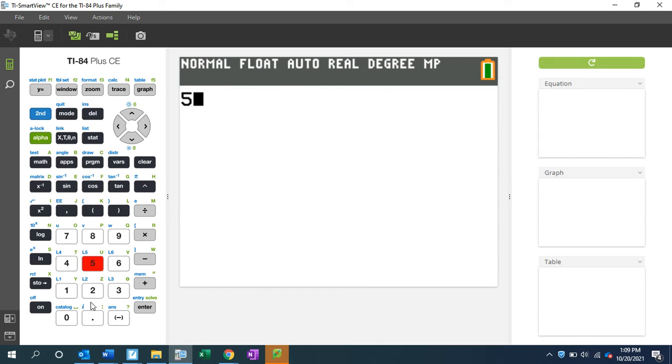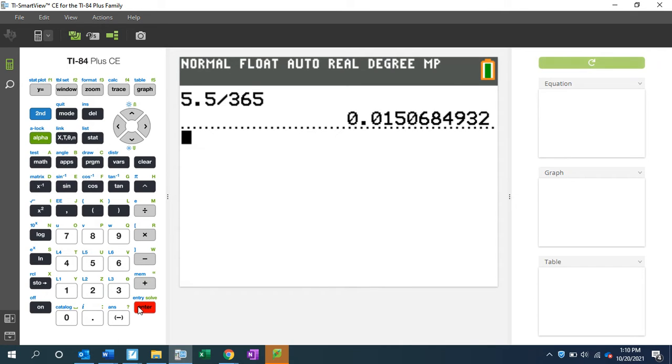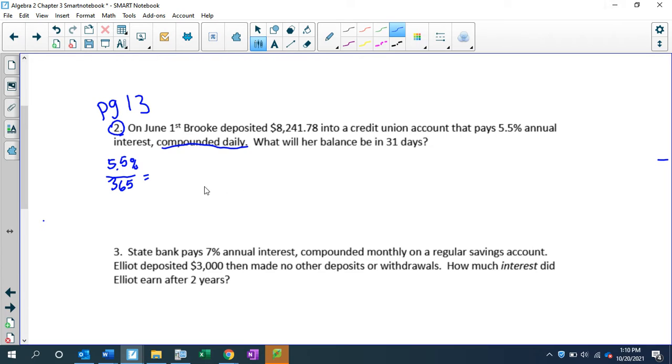So on my calculator, 5.5 divided by 365, and I get 0.015068, and I'll round that a little bit. So I'll round it to 0.01507%. Now remember, we said keep at least 3 significant non-zero digits, so this is just a placeholder, 1, 2, and then I kept 2 more after that. So 1, 2, 3, 4. If you did 0.0151, that is okay as well.